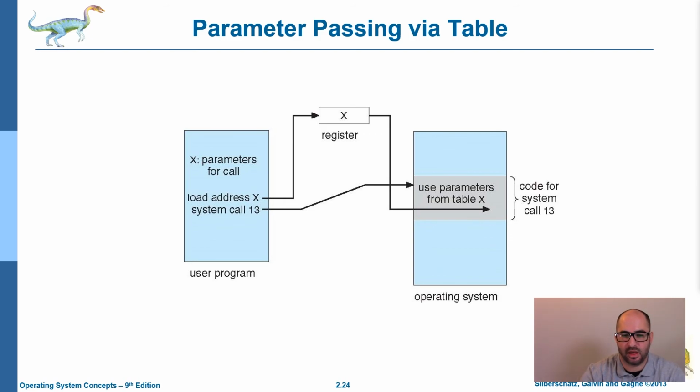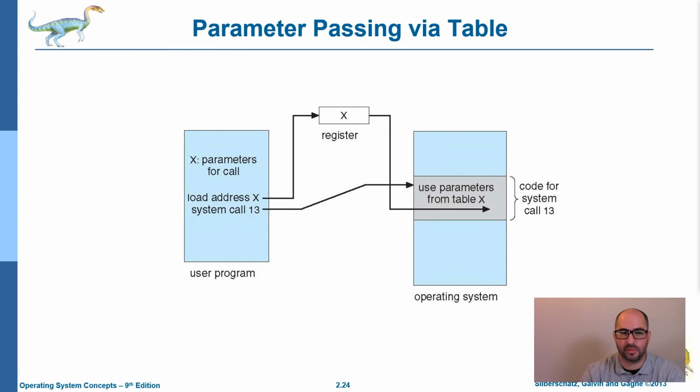And the example that we have on this slide is that of passing parameters by a table. The way that this works in this example is to have the table in a dynamic memory location. The table holds the parameters for the system call. That's the gray area on the right-hand side.